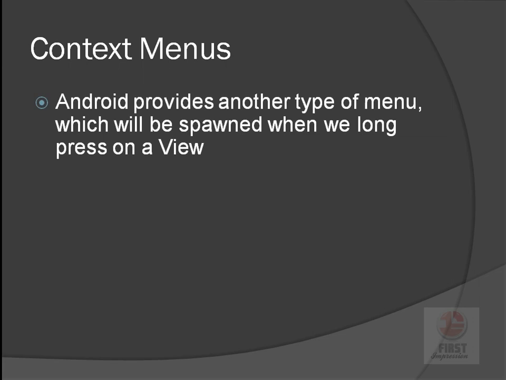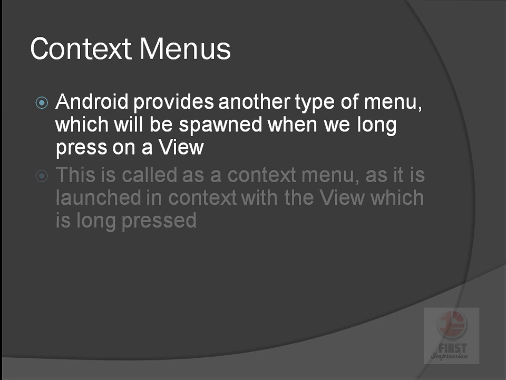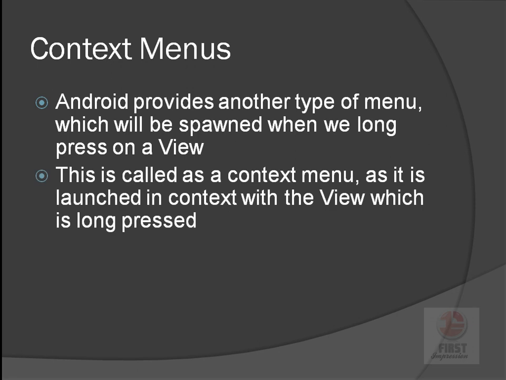After menus, Android supports a different kind of menu called a context menu. This menu is spawned whenever we long press on a view. That is, if I have a button and I long press on it, then a context menu will be launched. This is called a context menu because it is launched in context with the view which is long pressed.